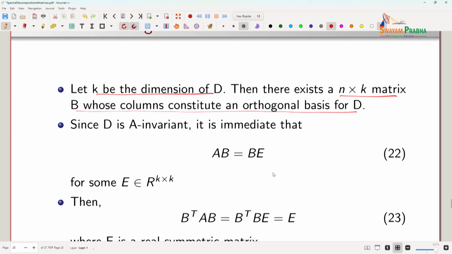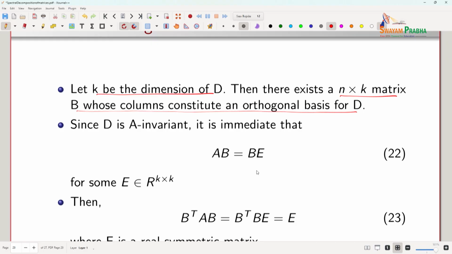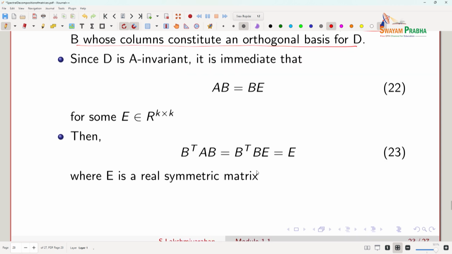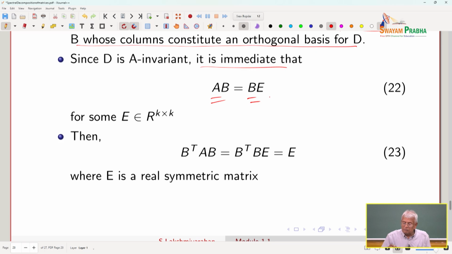basis for D. Please understand, any subspace of dimension K can have many bases. Some bases are oblique, some bases are orthogonal. So, I am assuming that there exist column vectors of the matrix B that constitute the orthogonal basis for D. Since D is A invariant, it is immediate that AB must be equal to BE. That means BE is a set of all vectors which are linear combinations of a K by K matrix. So, that is the implication of that.